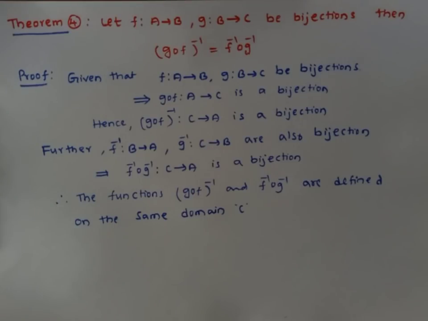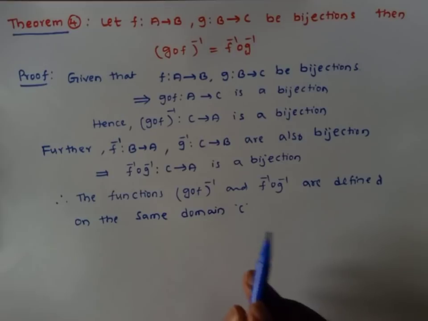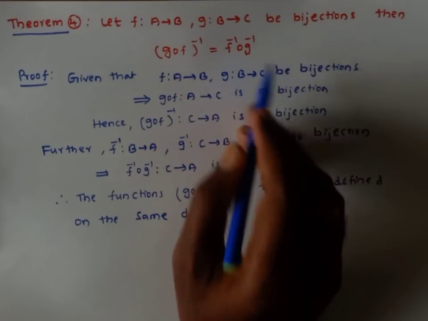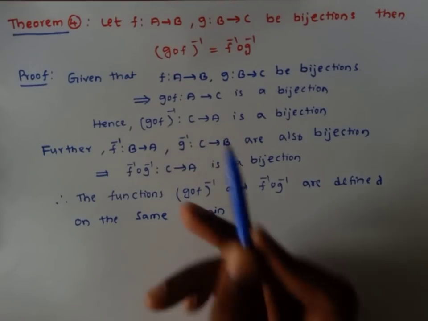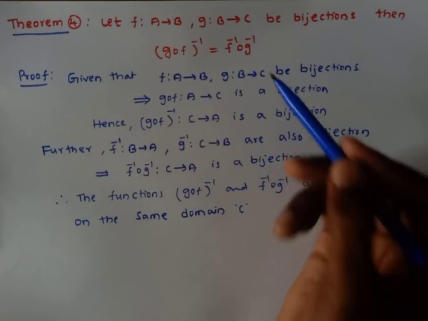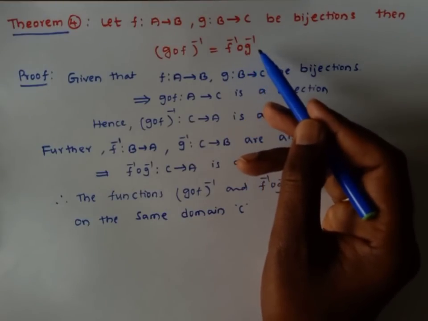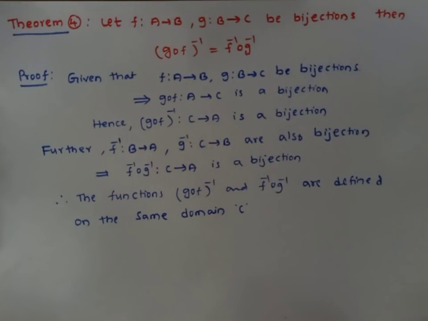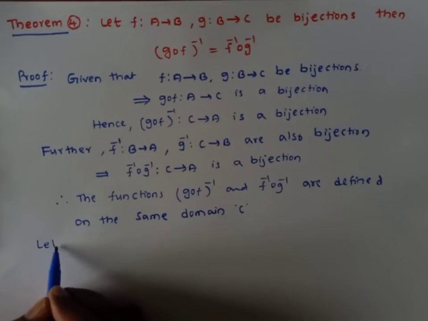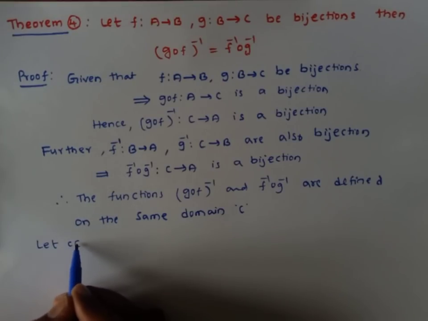Now here what we have to show is that they are equal. See, if we give a number to these two functions, then their images are the same. Like G circle F whole inverse of some element from C is equal to F inverse circle G inverse of the same element. So here we need to use the definition of surjection. So let an element c belong to C.